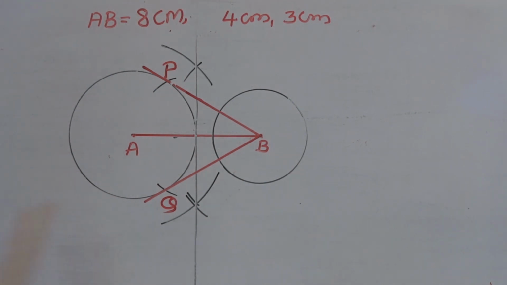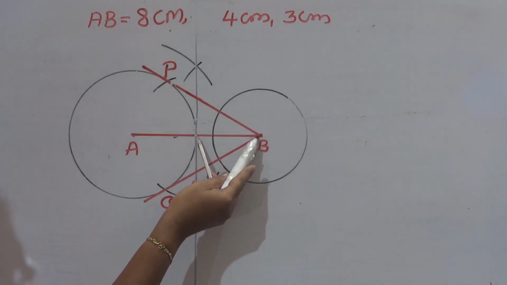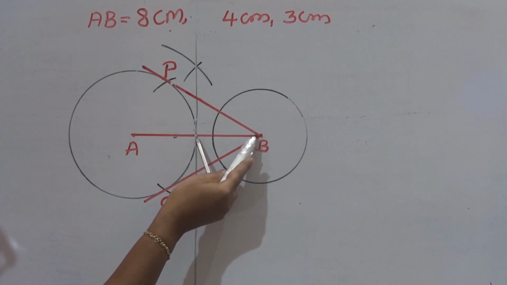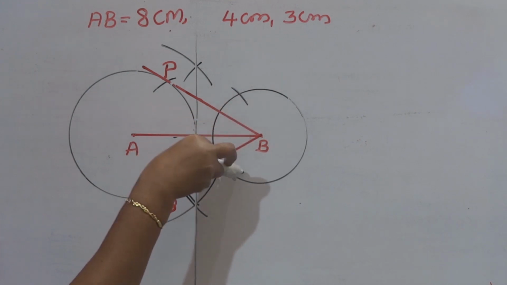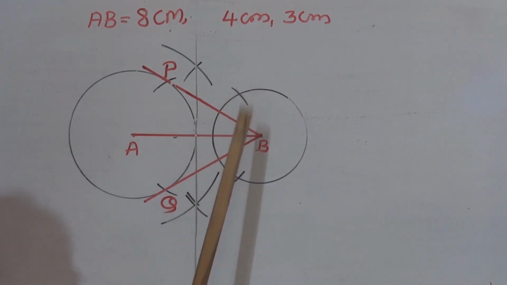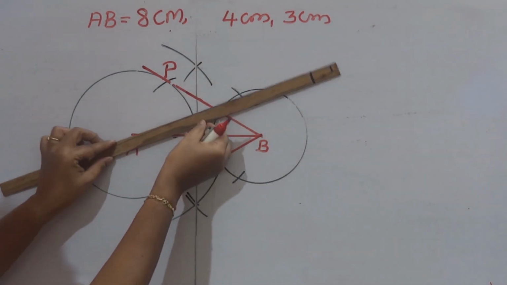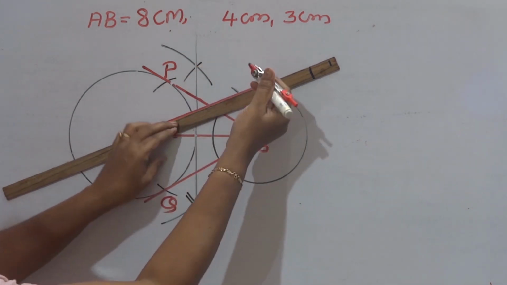Similarly, we have to draw tangents to the circle of center B from point A. For this we already have the midpoint. Now our work is only to take the distance between the midpoint and B, which is the same for both the cases, and keep the needle at the midpoint. Make arcs on the circle. Now by joining these marks with A, we will get the tangents in this way.